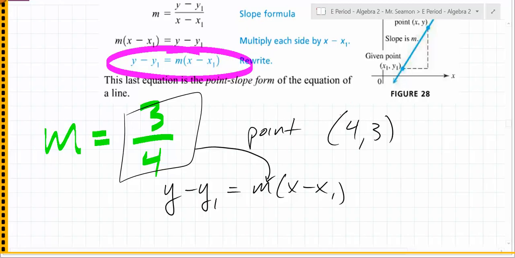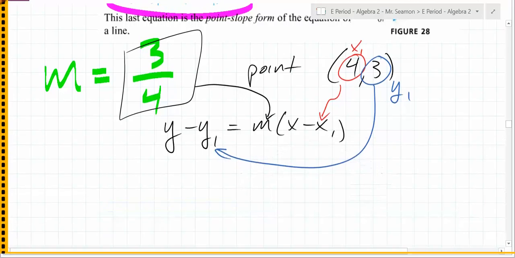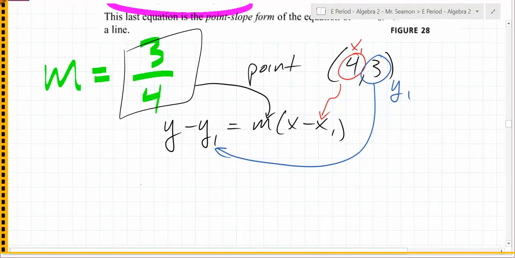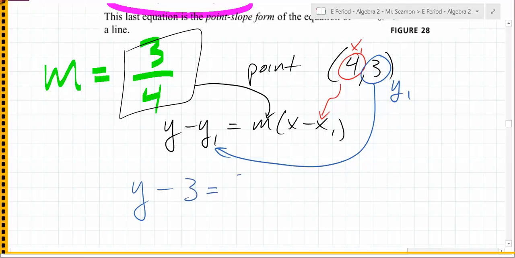What's the 4 represent? x1. So that's right here. And what does the 3 represent? The y1, exactly. So if we just substitute, all we have to do is substitute. We had y minus, what was y1? 3 equals, what's the slope? 3/4 times x minus 4.